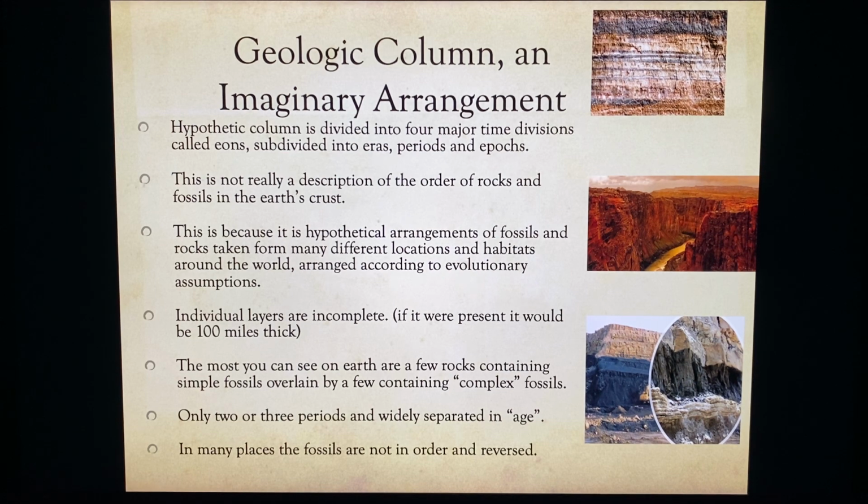The most you can see on Earth are a few rocks containing simple fossils overlain by a few containing complex fossils. Only 2 or 3 periods, and are widely separated in their age. So you have only like 2 or 3 periods, and then you'll go on and there'll be a catastrophe or stuff, and you can't find the rest of the column. In many places, the fossils are not in order, and in some places they're totally reversed.